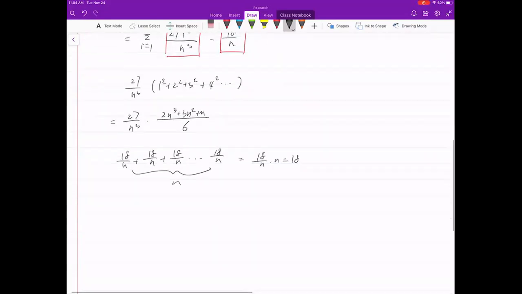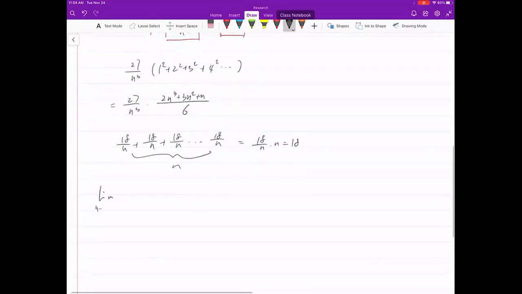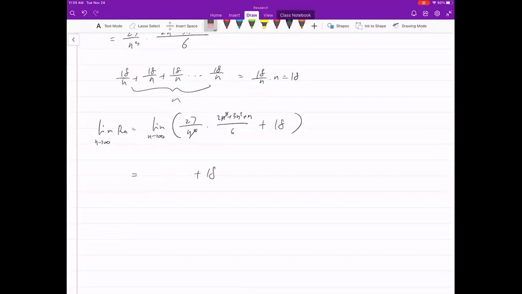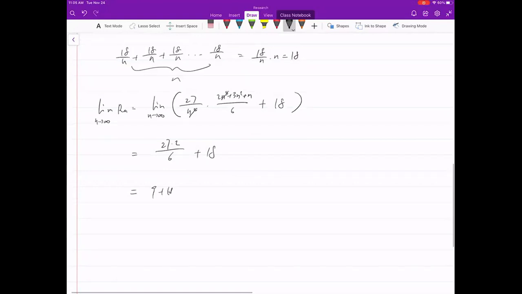Okay, so finally, the limit as n goes to infinity of Rn equals the limit as n goes to infinity, we have two parts, 27 over n cubed times (2n cubed plus 3n squared plus n) over 6, plus 18. Of course, this is 18. Of course, this is the leading term. Everything else doesn't matter, so you have 9, which is 27.